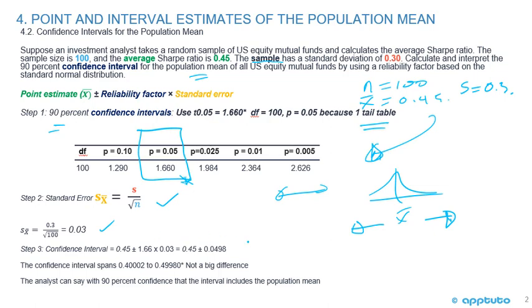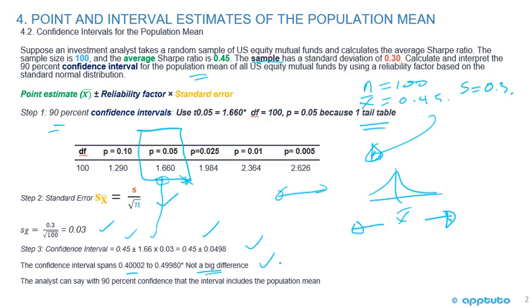Then we're going to calculate the confidence interval, which we know is the point estimate, 0.45, plus or minus 1.66. We've got that from the table, our reliability factor, times the 0.03. So it's 0.45 plus or minus 0.0498, and the interval is going to span 0.40002 to 0.49980.